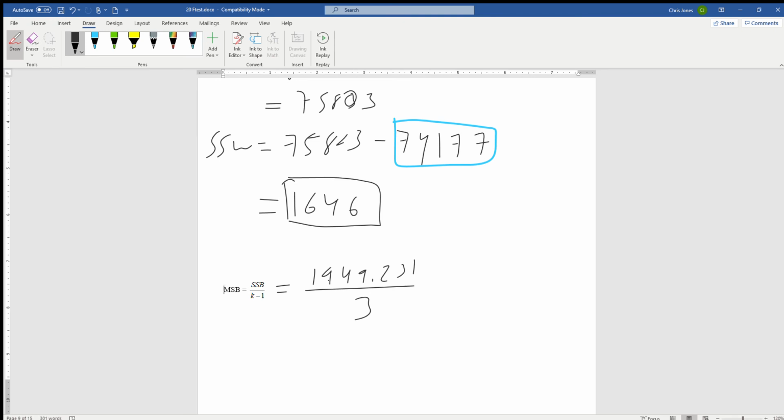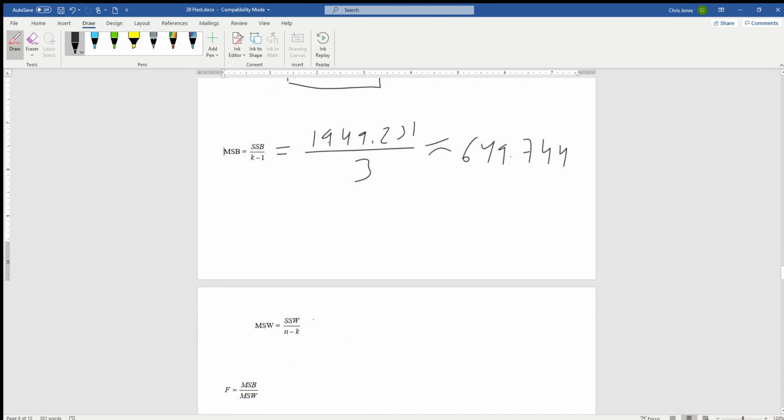And that gives 649.744. So MSB is 649.744. Now we're going to find MSW. That's where we take the 1646 that we just got for SSW, and divide that by n minus k. Remember, n was 13, k was 4, so 13 minus 4 is 9. And I end up with 182.889.